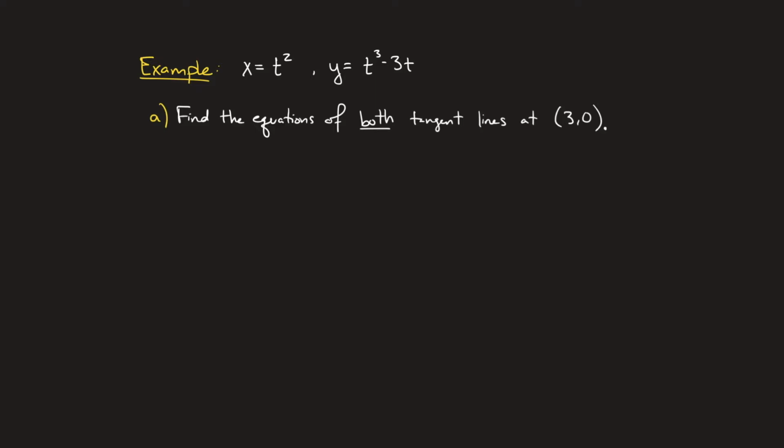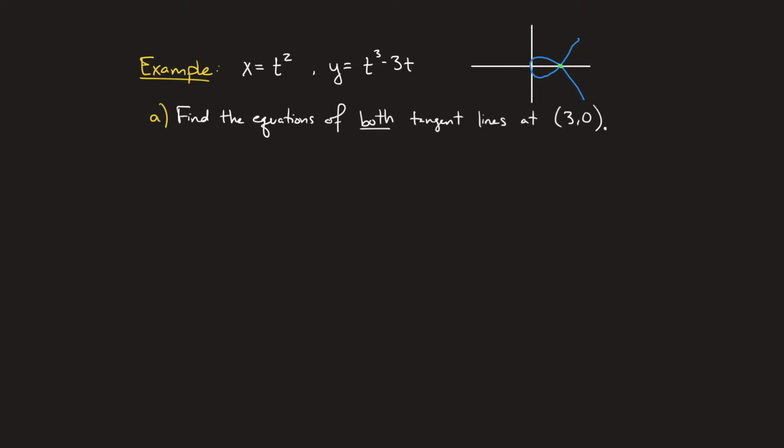Well, it turns out the parametric equations can loop back on themselves and pass over a point multiple times. In this particular example, the curve looks something like this, where the crossover happens right at the point (3, 0). And since the curve passes through this point twice, you can see that we'll have two different tangent lines. So how do we find these tangent lines?